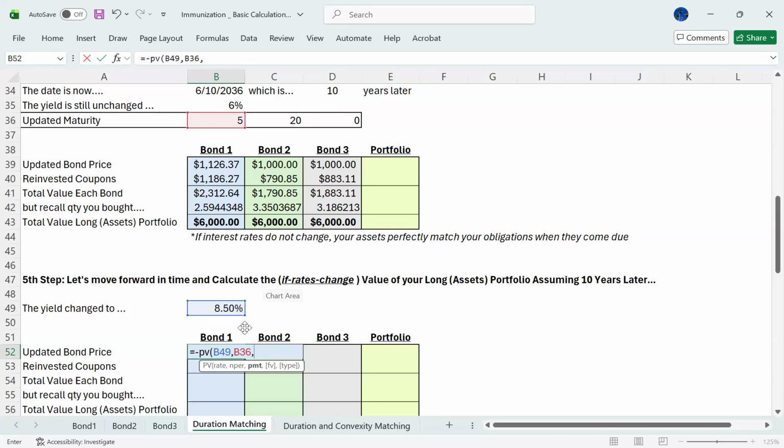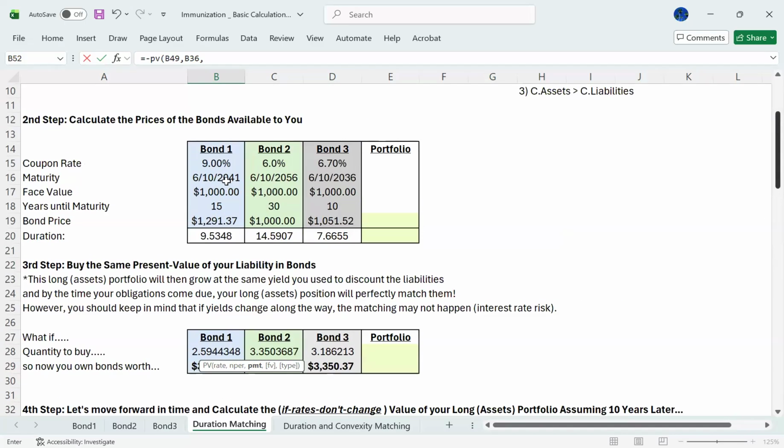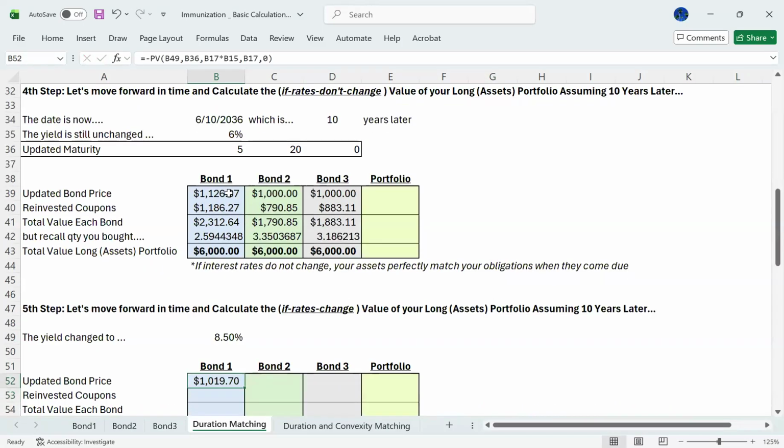What about the payments I have? This bond pays 1,000 times 9%. And what about future value is 1,000 and type is 0. So very good. So if rates do go up, compared to this scenario, now here I have a value that is a little bit lower.